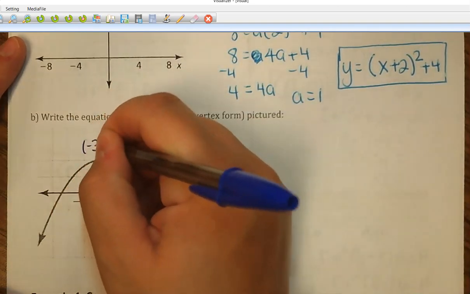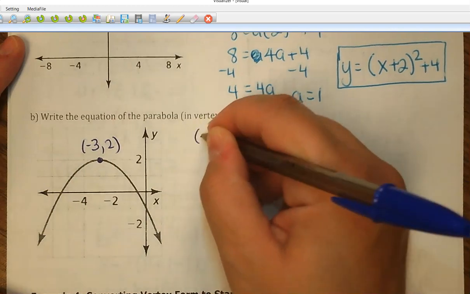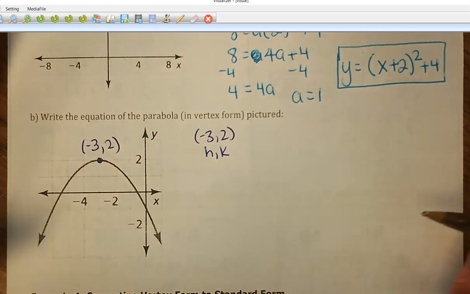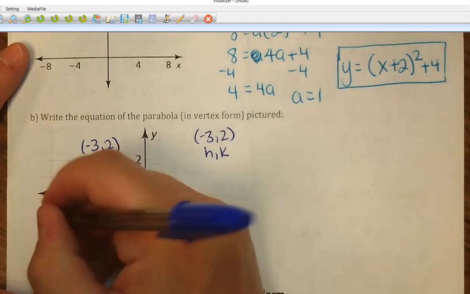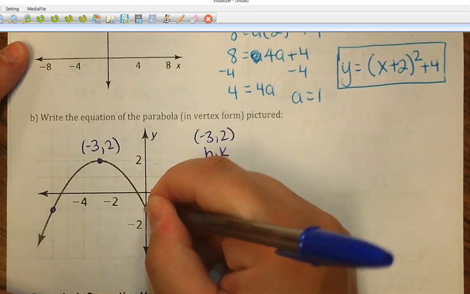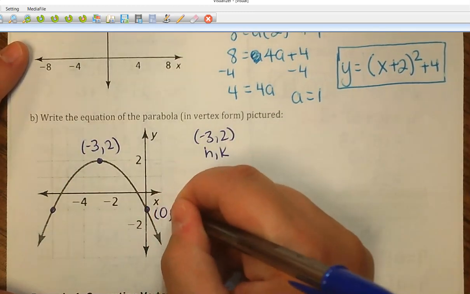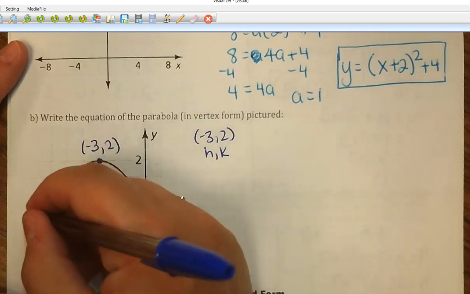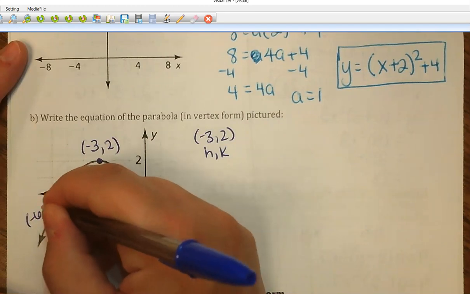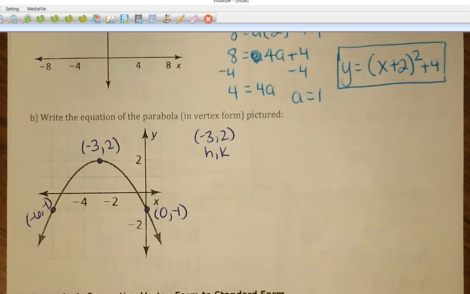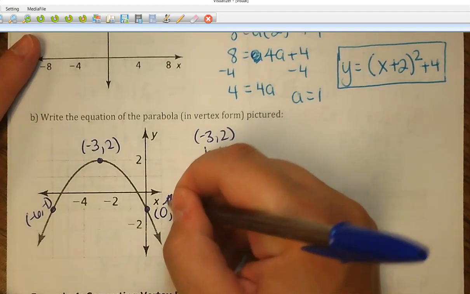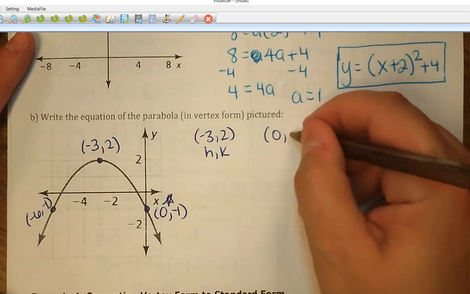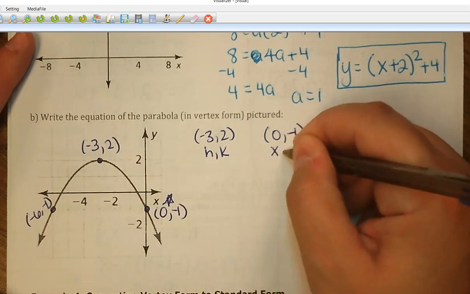Your vertex is -3, 2. So that's my h and k. And then I just need any other point. I'm looking for something that goes right through a grid mark. You have a couple options here. You can see the y-intercept is 0, -1. If you wanted to, you could use this point over here, which looks like it's -6, -1. You just need some other point on the graph. I'm going to go ahead and use the y-intercept, but you can use any point on the graph that goes right through a corner. I'm going to use this for my x and y.